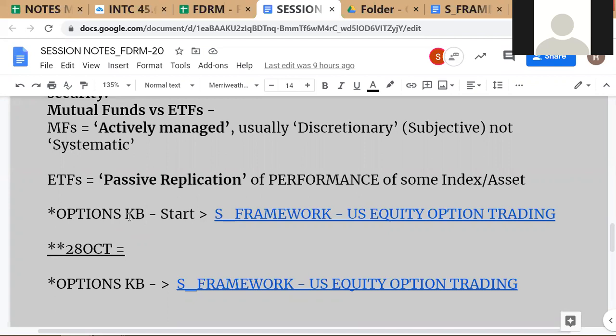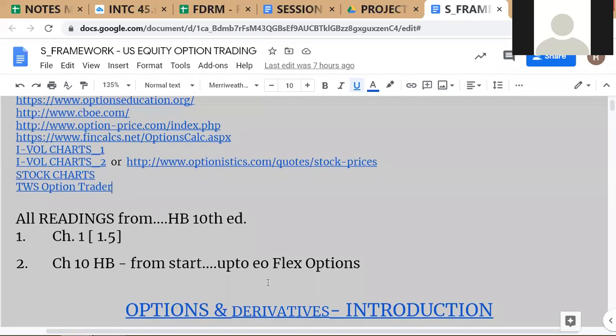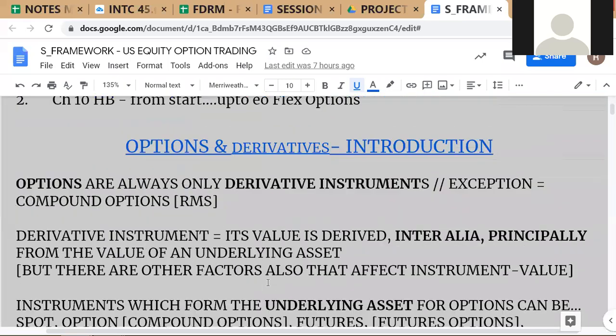So today we'll continue with this document. All right, okay, here we are. You can make use of all these links, and please start doing the readings so you get some basic knowledge. So we've covered this.